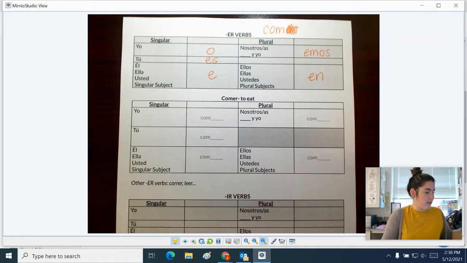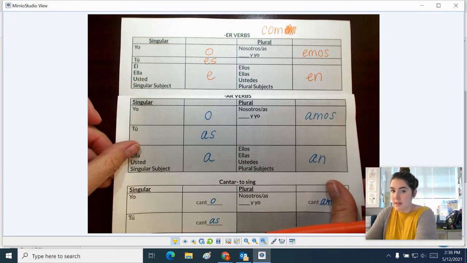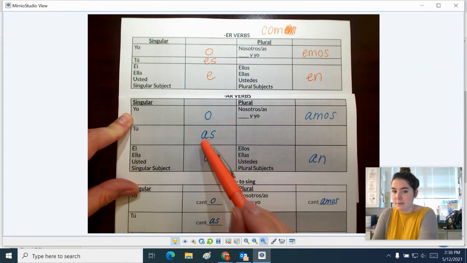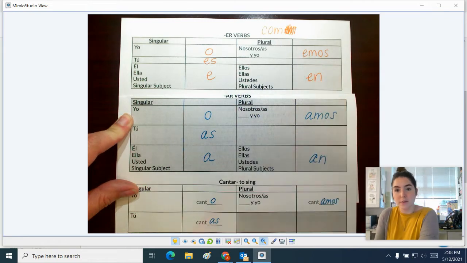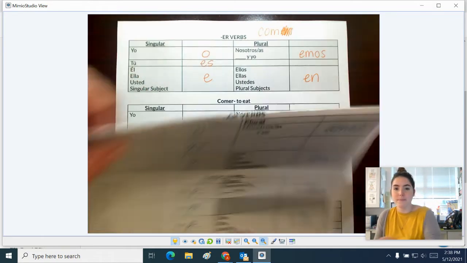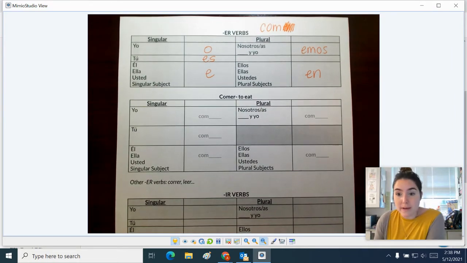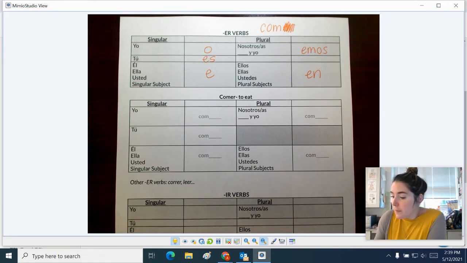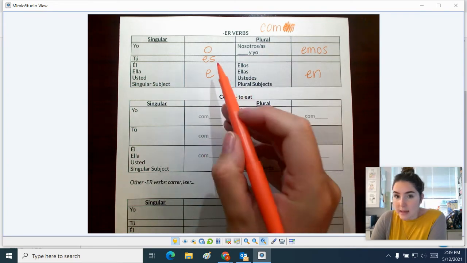So in comparing the two, they look pretty similar, except wherever you had an A for AR verbs, you now have an E for ER verbs. So they look very similar, just a little bit different. So we're going to now practice conjugating the verb comer and say I eat, you eat, we eat, they eat. Everybody eats. So we have written our stem here, and now we're going to add in our ending.